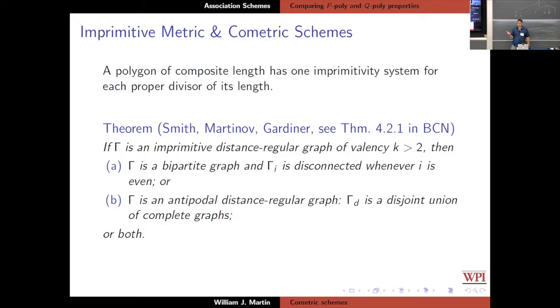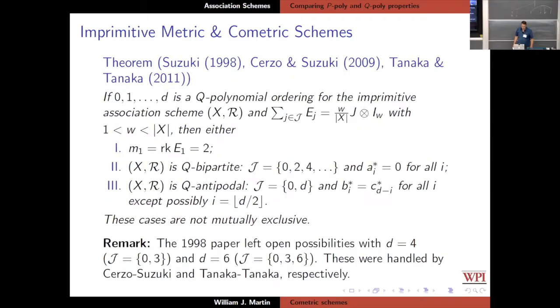So distance regular graph, it turns out other than polygons, a distance regular graph is either bipartite, like the n cube, or antipodal, like the n cube, or both, like the n cube. Right, but the incidence graphs of symmetric block designs, those are bipartite but not antipodal. And the line graph of the Peterson graph, which I had on an earlier slide, is antipodal but not bipartite. So it can be one or the other.